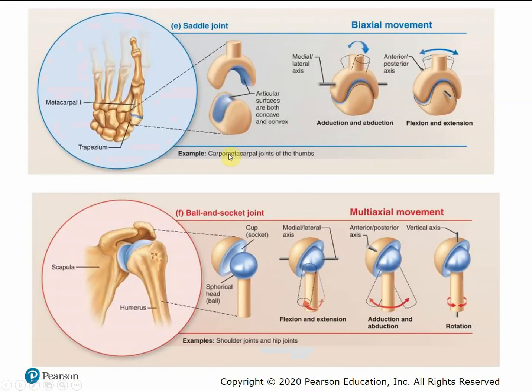Saddle joint found in the carpometacarpal joint of the thumb, or the knuckle of the thumb, is also going to allow the adduction and abduction as well as flexion and extension. So it has a wide range of movement.